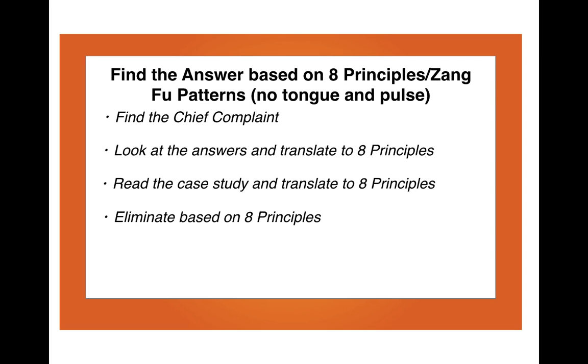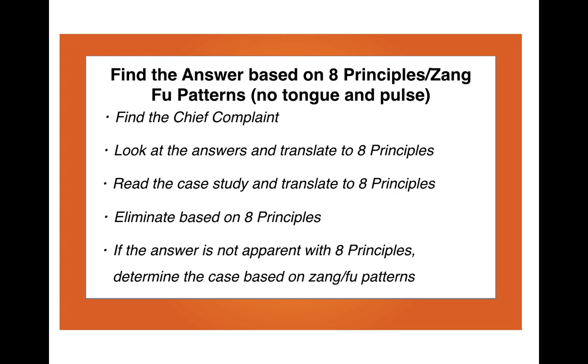Now, this is one example of 4 methods we use to approach case studies. This will work maybe 80%, maybe 90% of the time, but then there are other times where you're more focused on tongue and pulse, or you're using this method and you get down to 2 answers, and then you have to really go back and look at the Zongfu, right? So if the answer is not apparent with 8 principles, determine the case based on Zongfu patterns. And we do that in our courses.